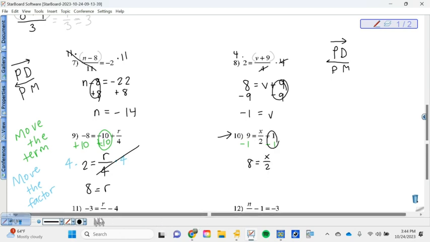Those canceled. And now I've got this factor of 2, right? I'm dividing by 2. How do I undo dividing by 2? Multiply by 2. So those 2's cancel out, and x equals 2 times 8.